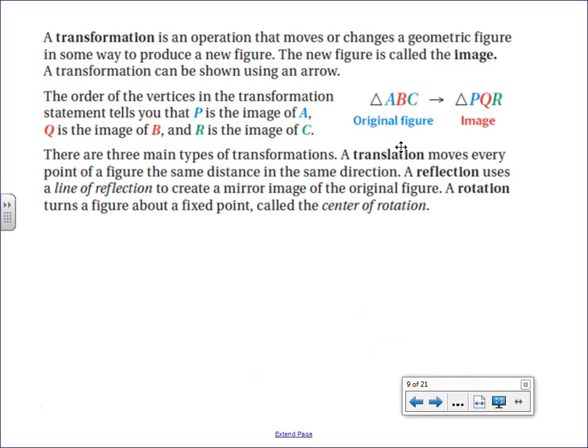Okay. So as we talked about, translation moves in the direction and the same distance. Every point in the figure moves the same distance and same direction in order to keep same shape and size. Reflection uses a line similar to a mirror. Rotations have a fixed point that it goes around, which is known as the center of rotation.